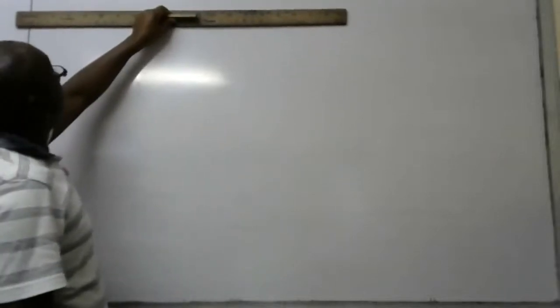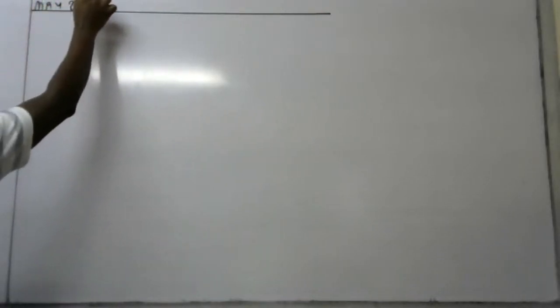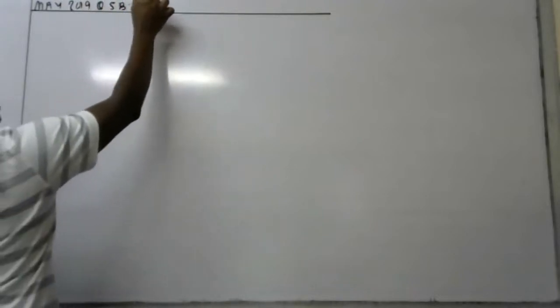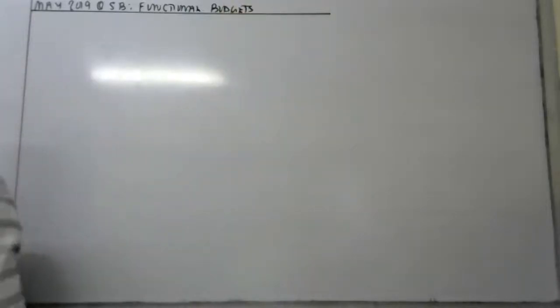So the next one is F.O.M.A Limited, which manufactures two products, XL and YL, using two types of materials, M and N. The following information relates to the production activities of the company in the month. So we have budget sales, budget materials, inventories, and now we are told to come up with those budgets. Once again, it is the question of May 2019, question 5B, and this one is on what we call functional budgets.